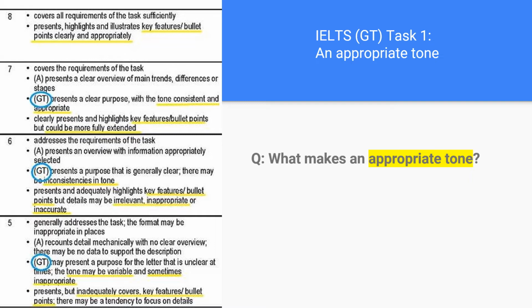If you meet all the other criteria for Band 7, like grammar and vocabulary and organized writing, but you lack a consistent and appropriate tone, you may receive a Band 5. So, if you want an overall Band 7 in the IELTS General Training Writing task, you'll need to provide a consistent and appropriate tone. So, what is meant by a consistent tone?